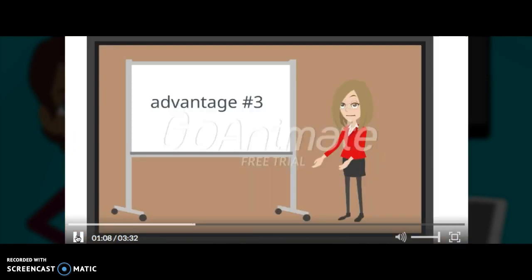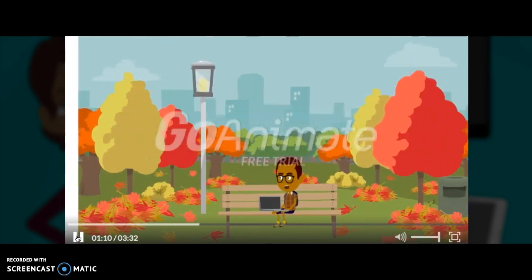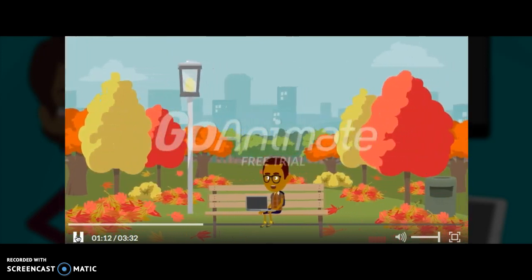Advantage number 3. Students are more likely to continue learning outside of school. They have their devices with them more than their textbooks. Therefore, if their schoolwork is on their devices, there's a greater chance they'll look at it since it's available.